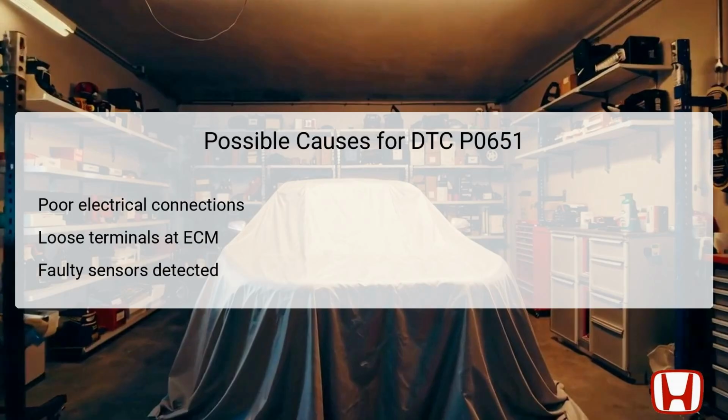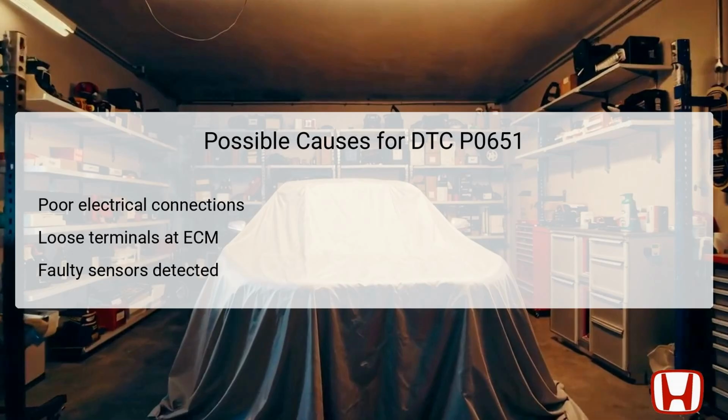Several factors may contribute to the triggering of DTC P0651. First and foremost, poor electrical connections can lead to faulty sensors, as the required voltage may not reach them effectively. These connections need to be checked meticulously, as resistance or breakpoints can create malfunctions. Secondly, loose terminals at the ECM can disrupt overall communication and sensor functionality. It's important to inspect these terminals to ensure they are properly secured and free from corrosion.